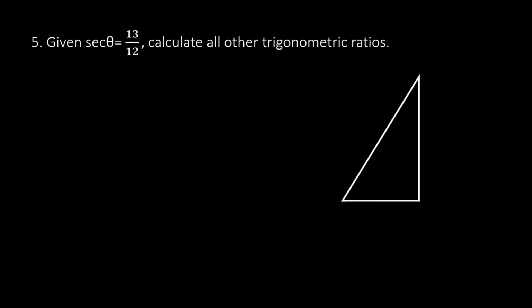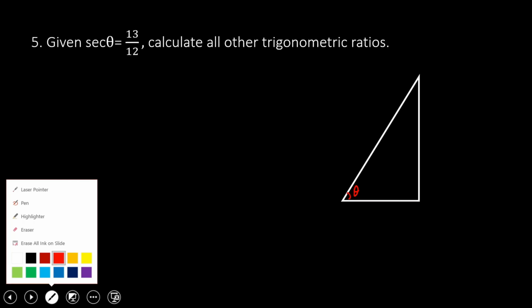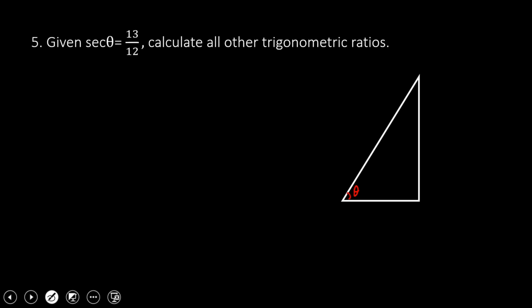So let's solve it. Given sec theta equal to 13 by 12, we have to calculate all other trigonometric ratios. So let this be angle theta. If this is angle theta, then it is given sec theta.